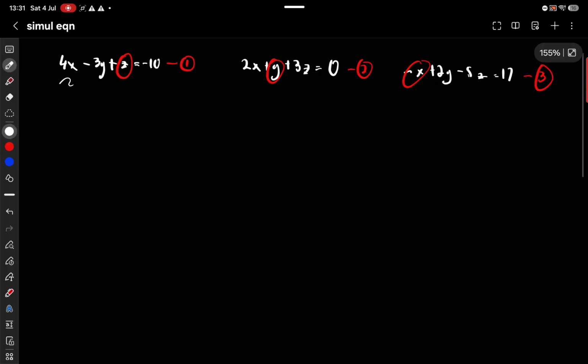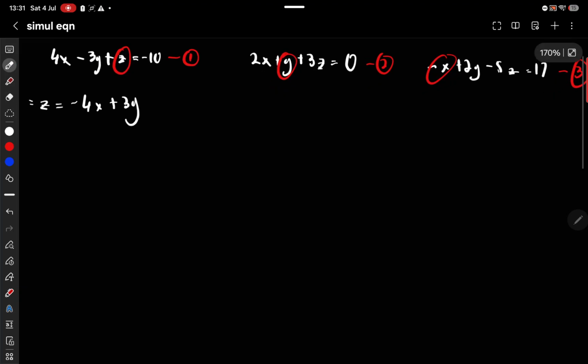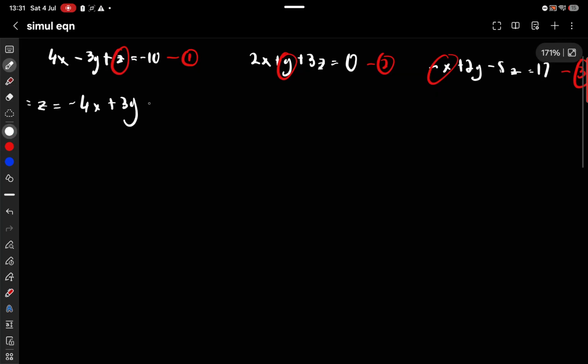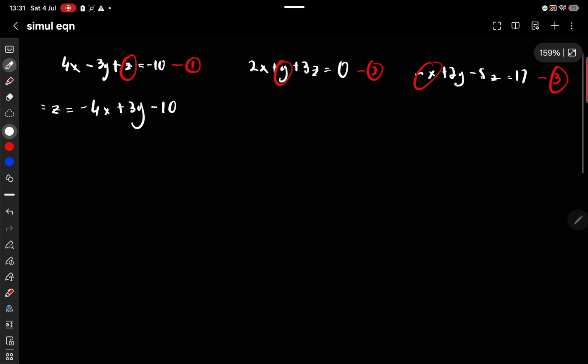So what I'm going to do is take z and bring it to the front. It's technically already in front, so there's not much to do there. 4x is brought back to become negative 4x. Negative 3y is brought back to become positive 3y. Positive z, when you bring it to the back, becomes negative z. Wait, we forgot our negative 10 here. Okay, so now this will become our fourth equation.